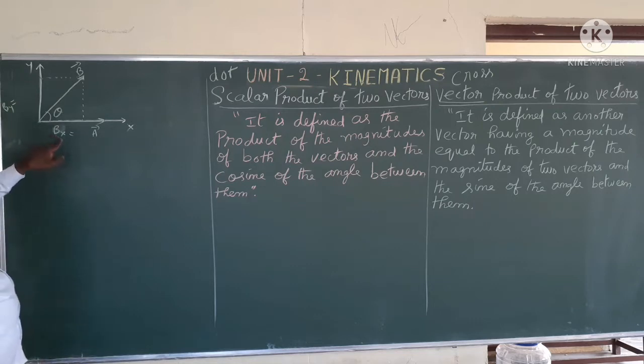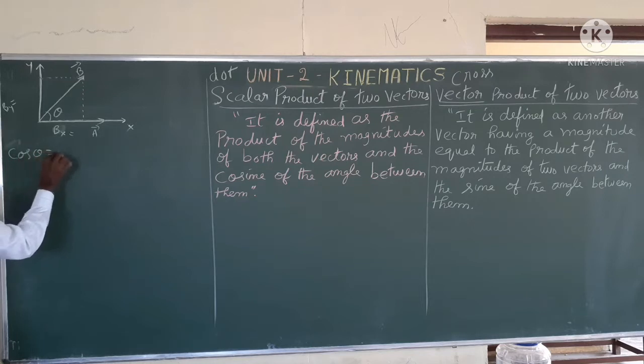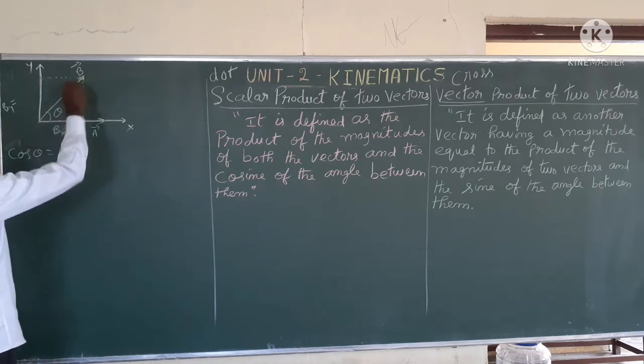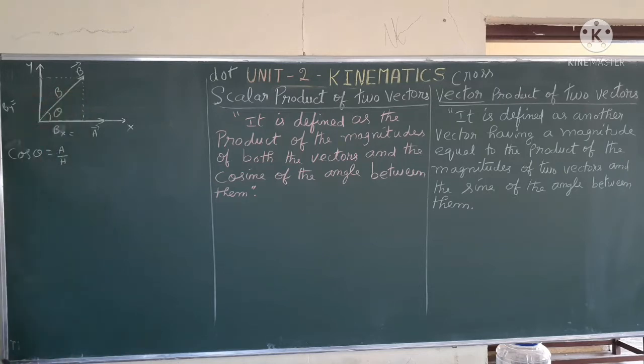Now I want to calculate the value of dx. Cos theta is equal to what? Adjacent side by hypotenuse. This d vector has a magnitude d. So cos theta is equal to adjacent dx by hypotenuse d. So dx is equal to d cos theta.